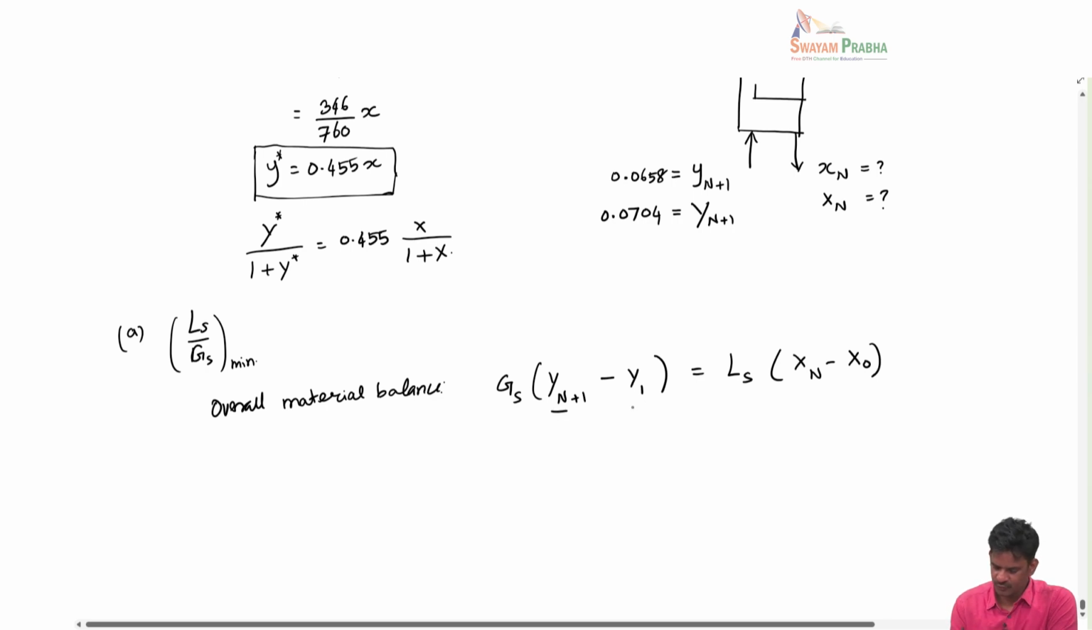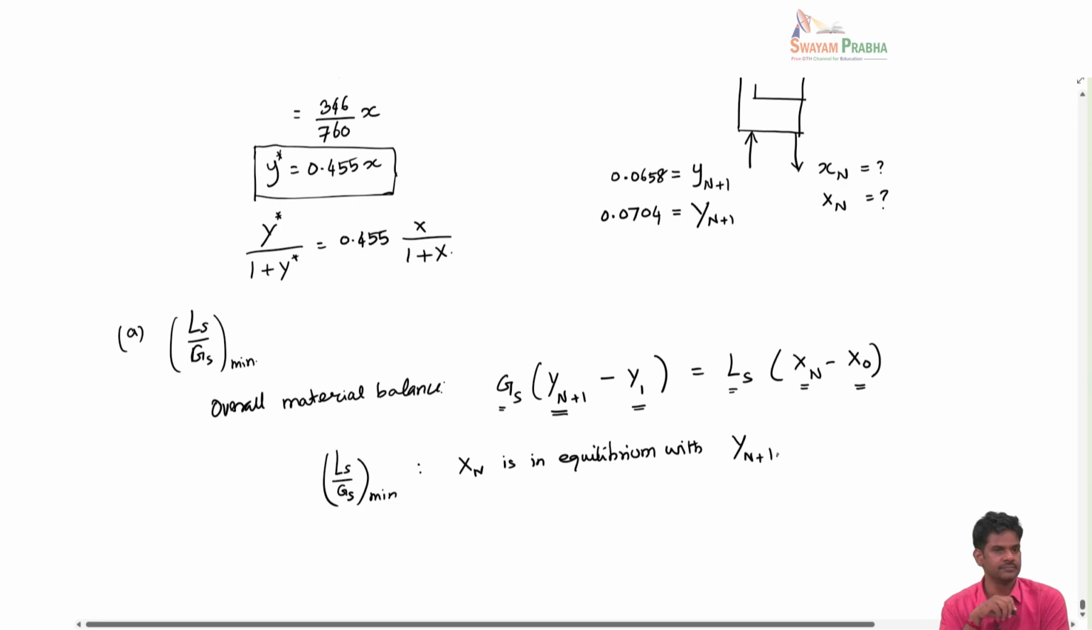We know both of these y values, it's mentioned in the problem. X0 is given as 0 because it's a pure hydrocarbon oil. We do not know xn and we do not know this LS and GS. Okay, so in order to find this LS by GS minimum, what this means is this xn that is going out is in equilibrium with yn plus 1. Okay, and this would correspond to a minimum LS by GS.